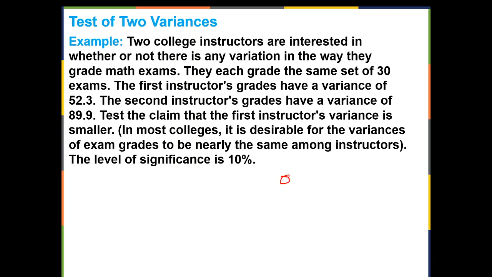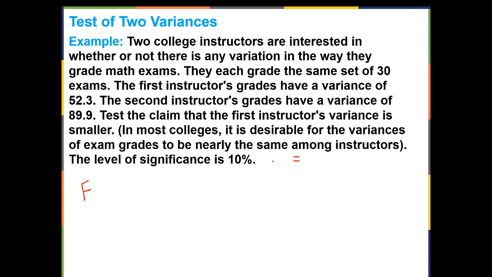So the claim is that sigma 1 squared is smaller than sigma 2 squared. So that's the alternative hypothesis because it doesn't have an equal sign. And the other one would be, of course, the null hypothesis, sigma 1 equals sigma 2. Okay? So we can easily find F and do the test. Right? So let's do that.